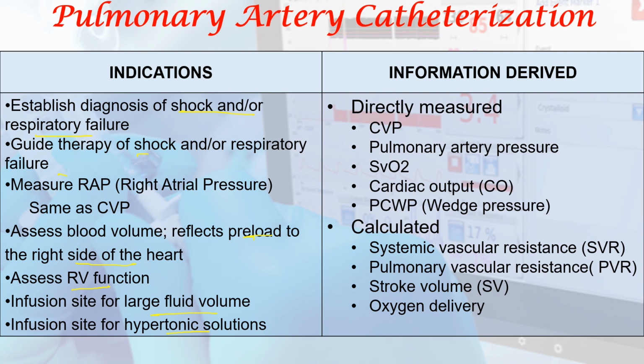Which information can we derive? The directly measured values are central venous pressure, pulmonary artery pressure, oxygen saturation level, cardiac output, and pulmonary capillary wedge pressure. Then what are the calculated measures? They are systemic vascular resistance, pulmonary vascular resistance, stroke volume, and oxygen delivery.